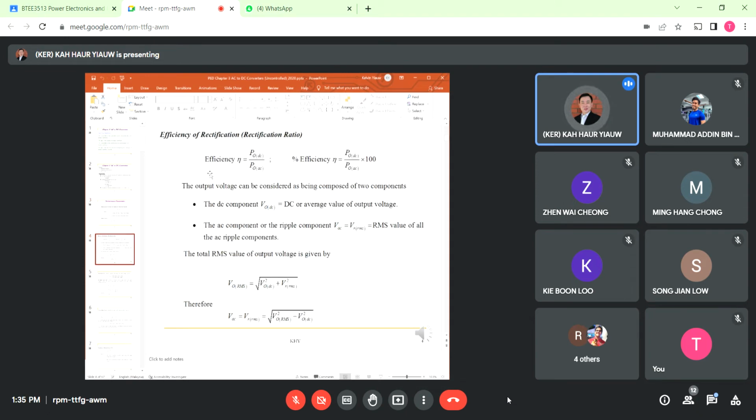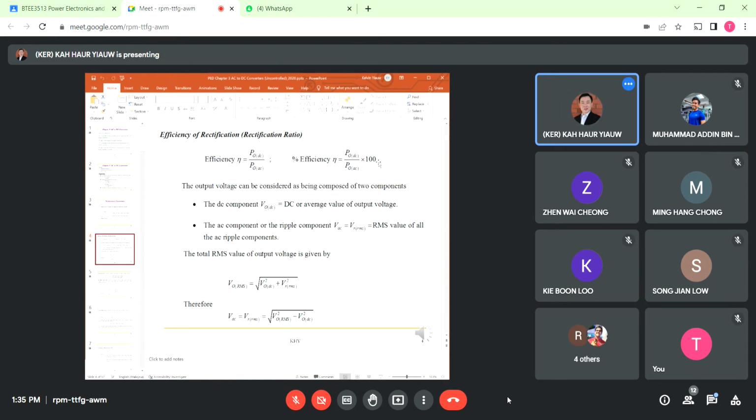We do also have the efficiency. Efficiency is determined based on this formula here. This efficiency is called the rectification efficiency, the rectifier's efficiency ratio. It is determined based on the P_DC over the P_AC. Normally it's in percentage, so you have to multiply by 100%.